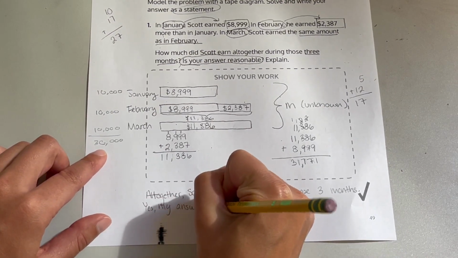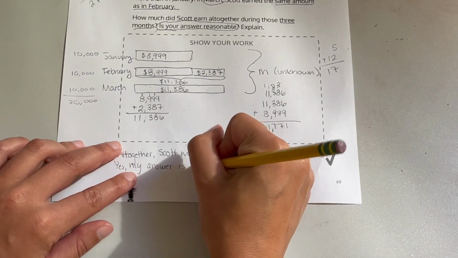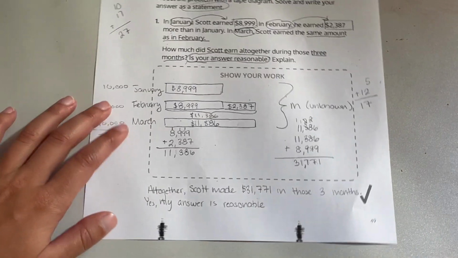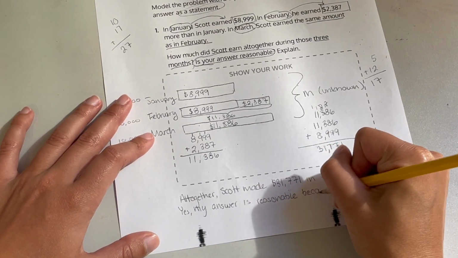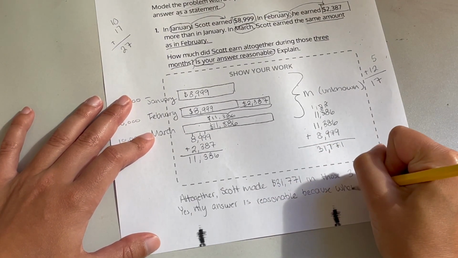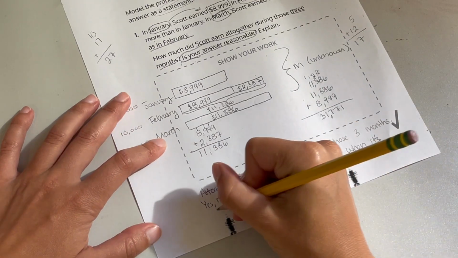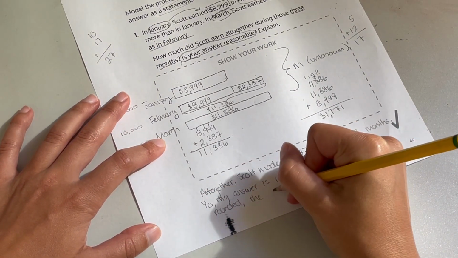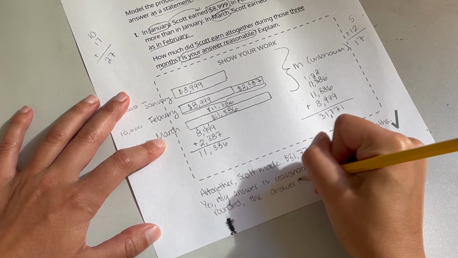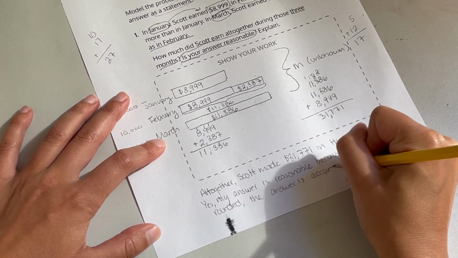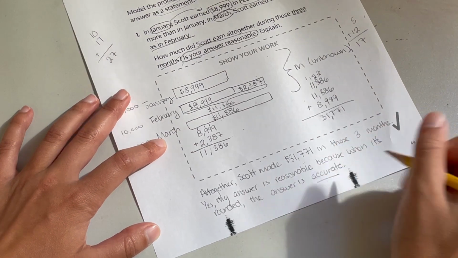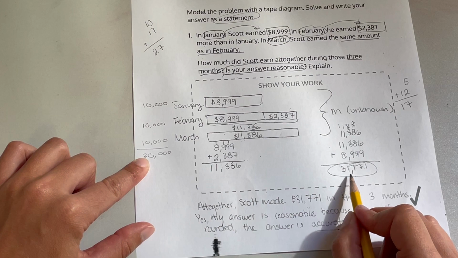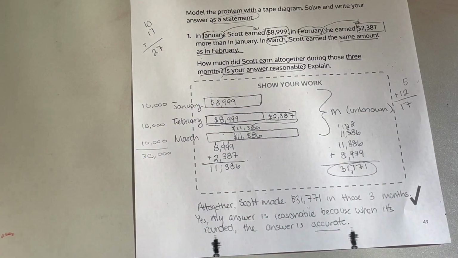So yes, my answer is reasonable because when it's rounded, the answer is accurate. And when I say accurate, that means that this rounded number is close to the true value, 31,771. All right.